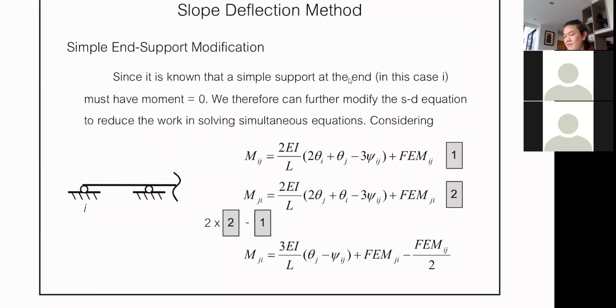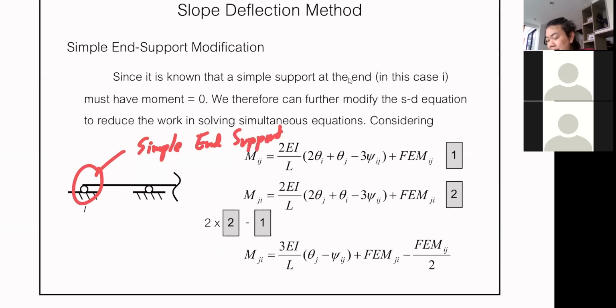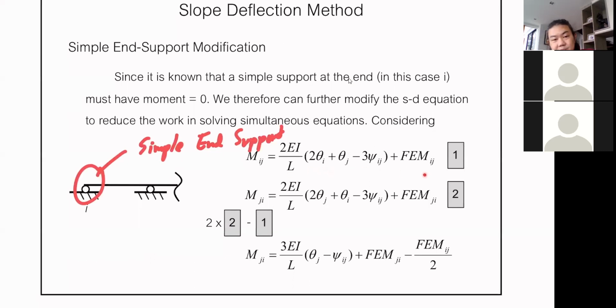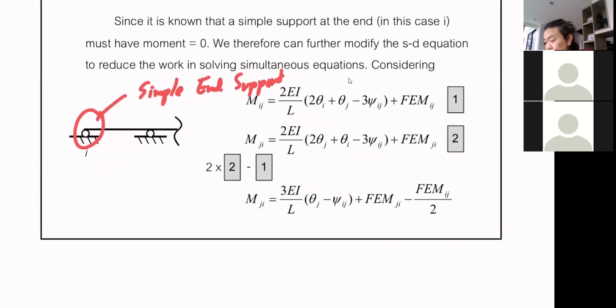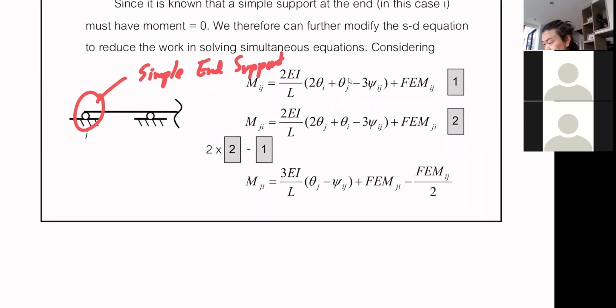Here. If you have a case where you can say this is the simple end support, okay? Now you know your MIJ, which again can be written by the slope deflection equation like that. So it's 2EI over L, 2 theta I plus theta J minus 3 psi, and MJI is like that. But now you know that MIJ is zero. So you can do some further modification. This equal to zero. You can eliminate MIJ out of your consideration. And doing so, you can also take theta I out of your unknown.